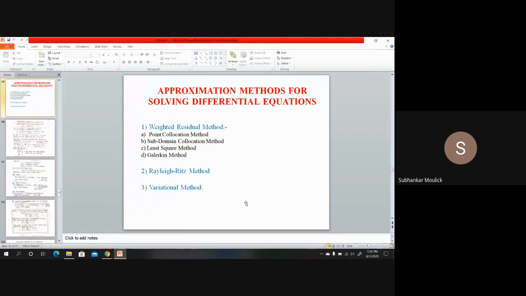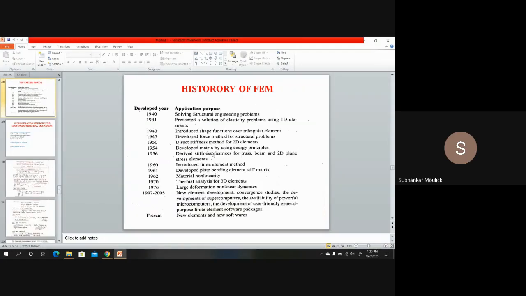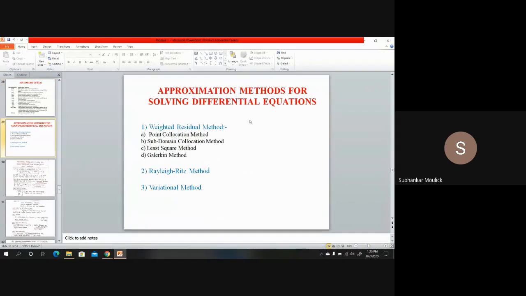Next, and the last part of module number 1, is completely the numerical part. Till this history part, everything we discussed in terms of theory. One problem was there, the cantilever beam problem, which I made you solve with the help of FEM. And this is the last part of module number 1, completely the numerical part: the approximation methods for solving differential equations.